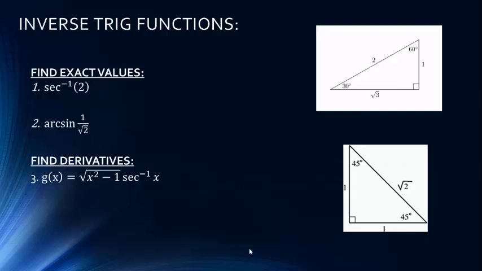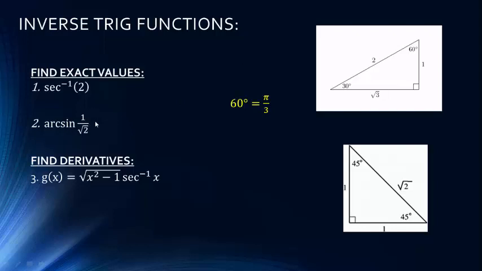So just a little review again for trig, just to kind of hopefully prime your pump. Remember that when I'm looking for the inverse secant of 2, remember that secant is 1 over cosine. Cosine is adjacent over hypotenuse, so we're looking for hypotenuse over adjacent. So the angle here for number 1 would be 60 degrees, right?